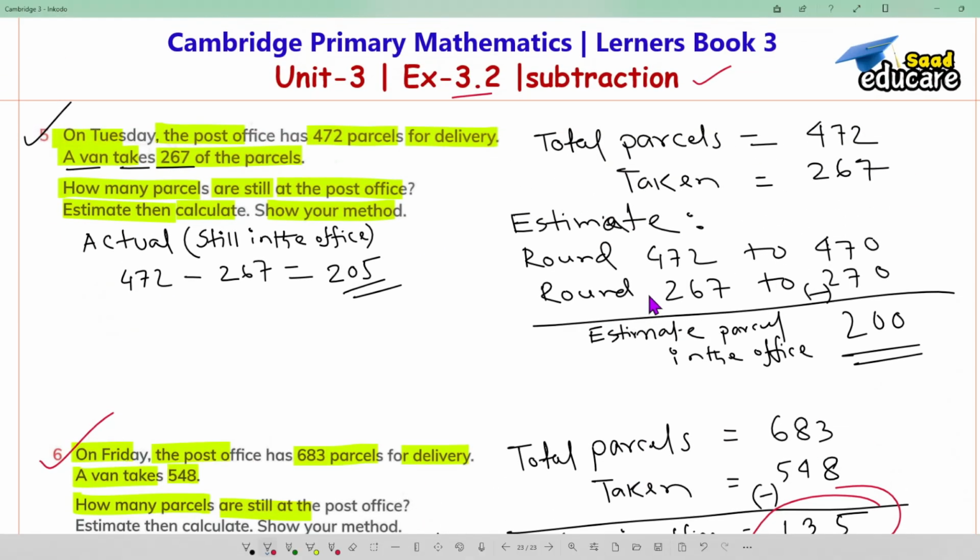Okay, so no more today. I have been solving 3.2 subtraction. In the next video I will come to solve exercise 3.3.